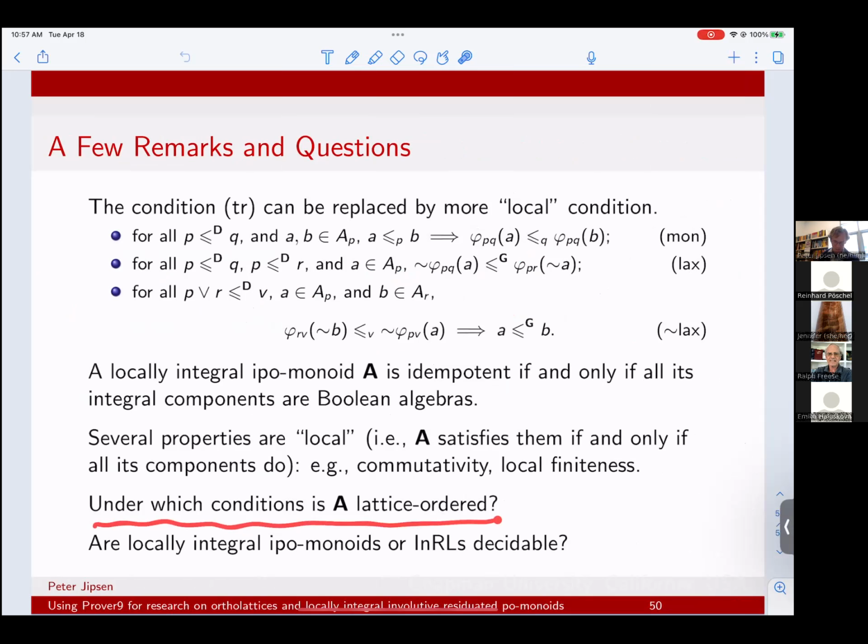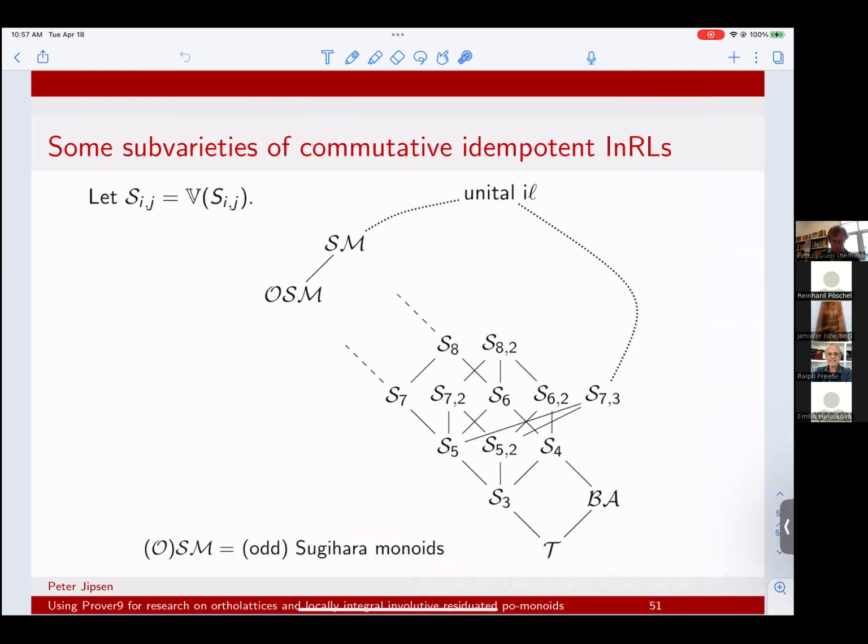The question, when is the constructed algebra lattice ordered, is not completely answered yet. And this class of locally integral involutive partially ordered monoids, is it decidable? Or locally integral involutive residuated lattices? Unclear. Involutive residuated lattices in general are decidable, but when you add these three simple axioms, maybe not.